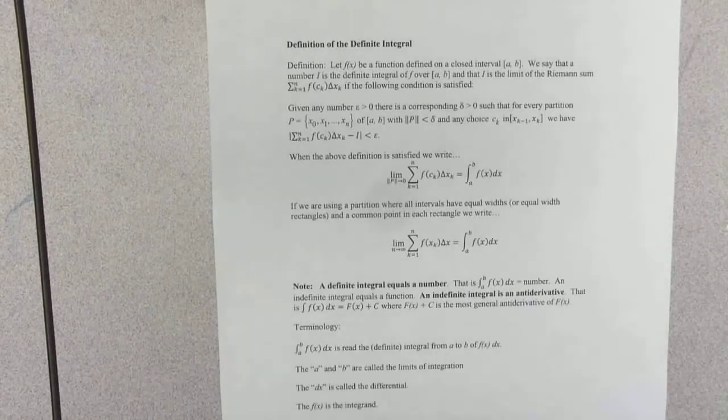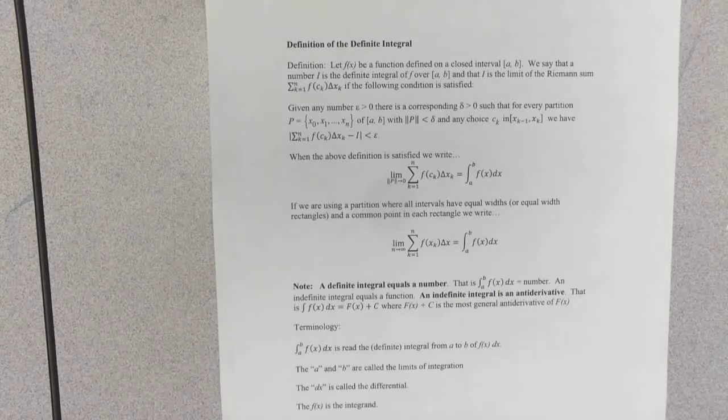Given any number epsilon greater than 0, there corresponds a delta greater than 0, such that for every partition P equal to x naught, x1, to xn of the closed interval [a, b], with the norm of the partition less than delta, and any choice c sub k in the interval [x sub k minus 1, x sub k], we have that the absolute value of the summation from k equals 1 of f of c sub k delta x sub k minus I is less than epsilon. So there's the official definition of this new thing that we're going to be talking about, the definite integral.